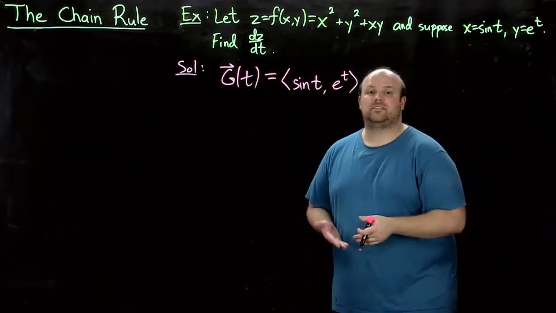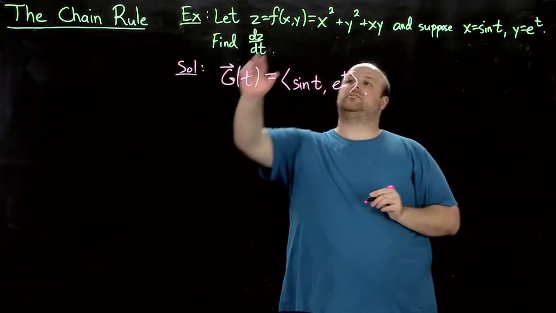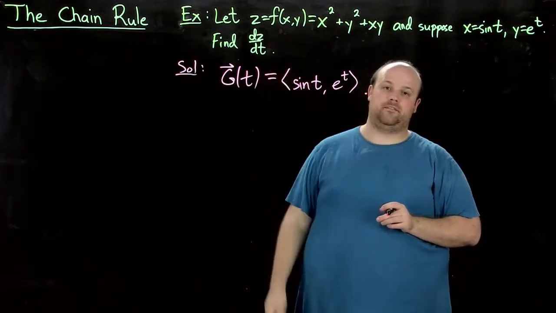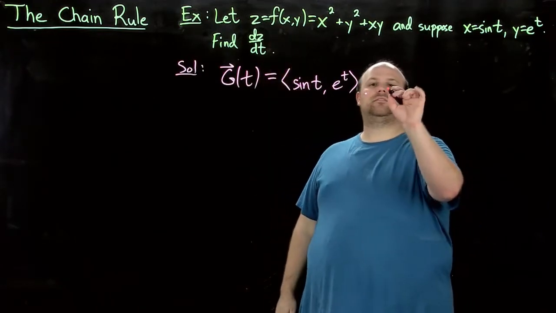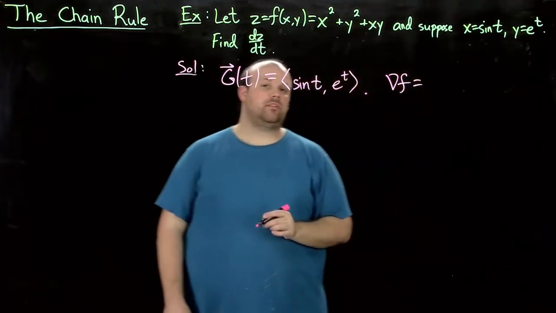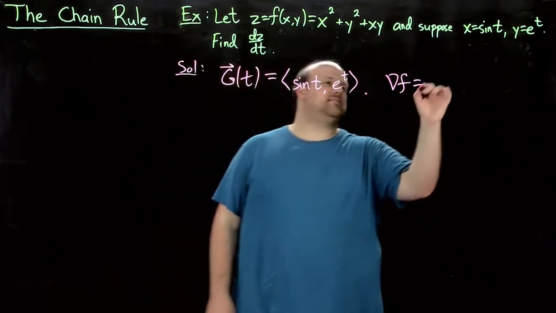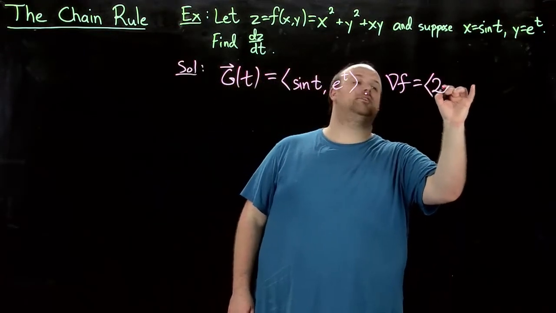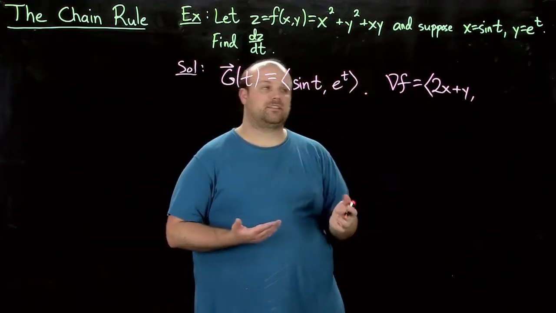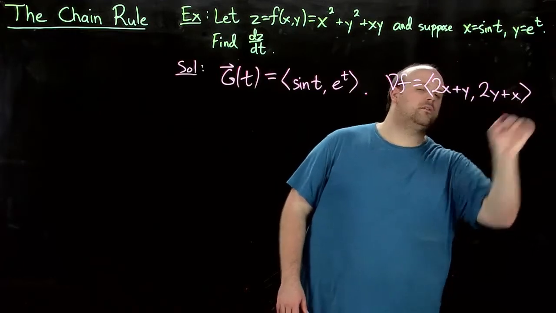All right, now we're going to need to do a few different things. One of those things is we're going to need the gradient of f. So let's find that. Gradient of f, well, first we take the partial derivative with respect to x. That's going to give us 2x plus y. And then we take the partial derivative with respect to y. That'll give us 2y plus x.